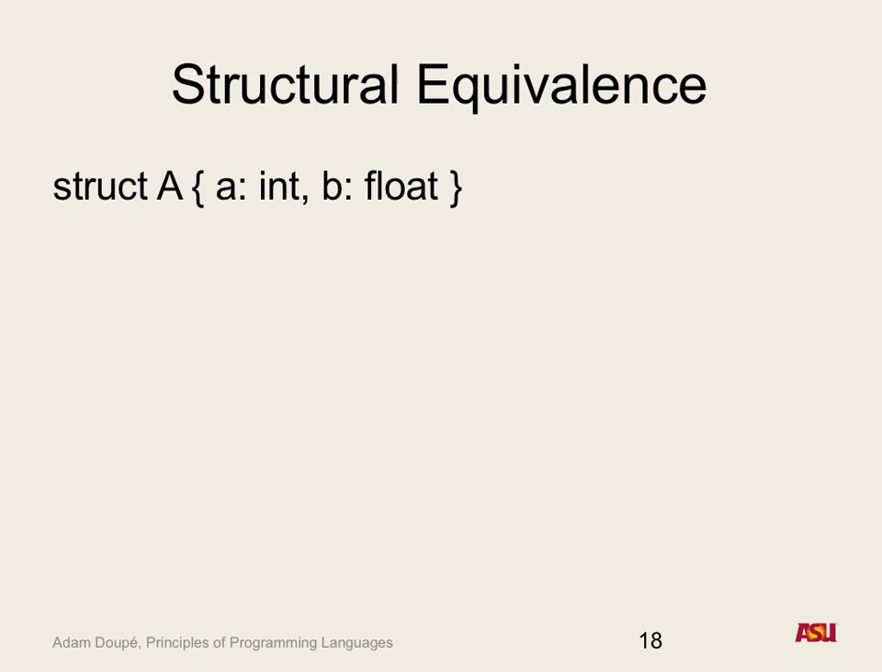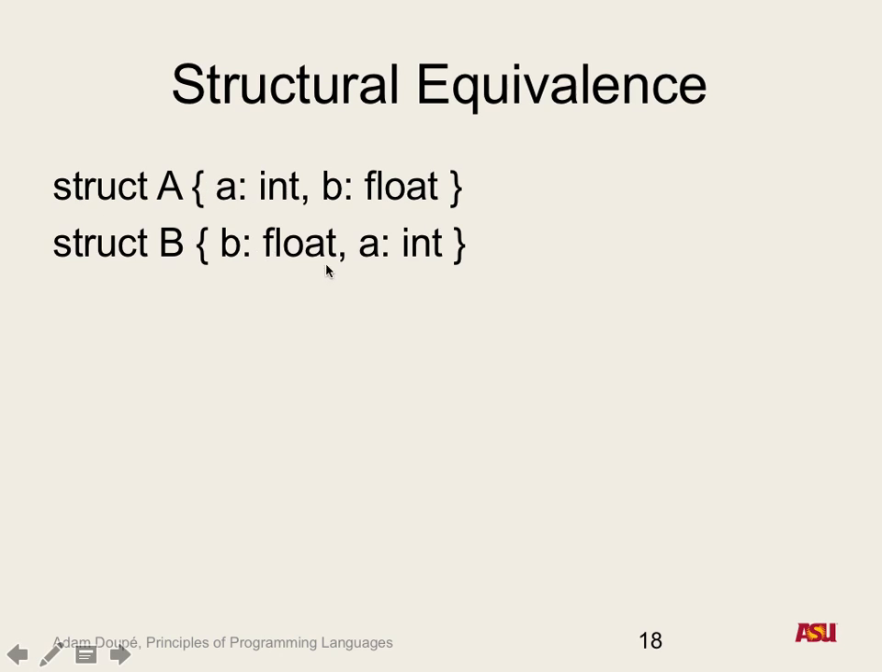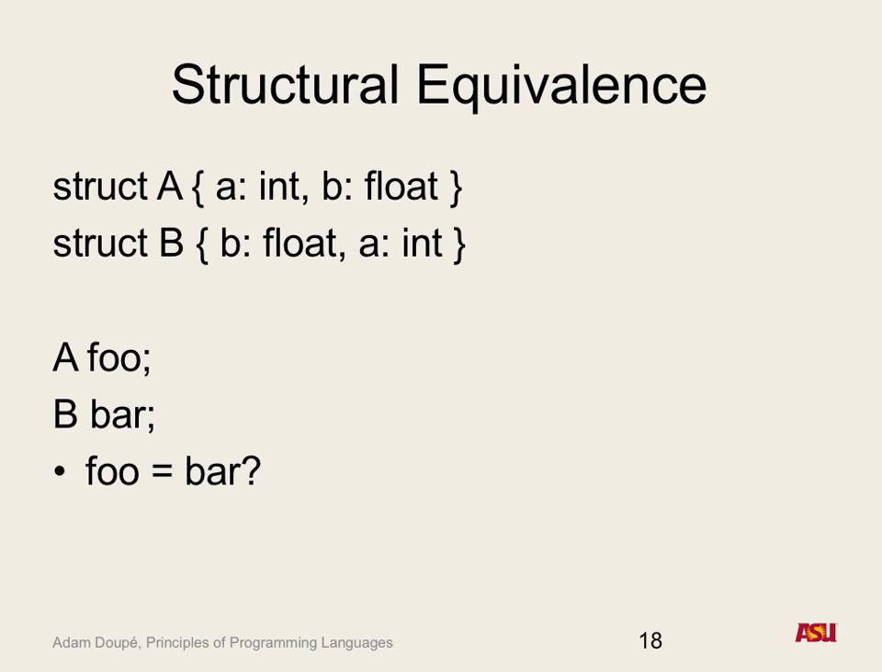Cool. Now if we switch it around, and structure A has an int and then a float, and structure B has a float and then an int, and we have A equals B, can we set A equal to B? No, specifically because the order is not the same. They have the same number of fields, but is int structurally equivalent to float? No.